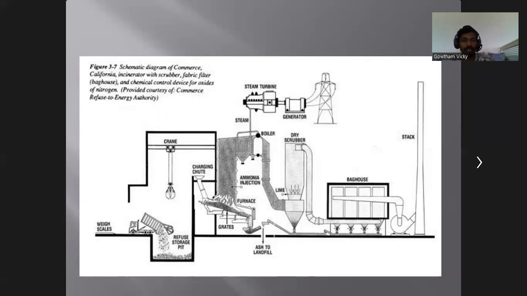So this is a schematic diagram. It should be used for the combustion, that means many system installations with scrubbers and then fabric filters and the baghouses and chemical control devices for oxides of nitrogen, and it should provide a commercial refuse electricity, and then examples for the energy authorities. Those are the many devices which can be used.